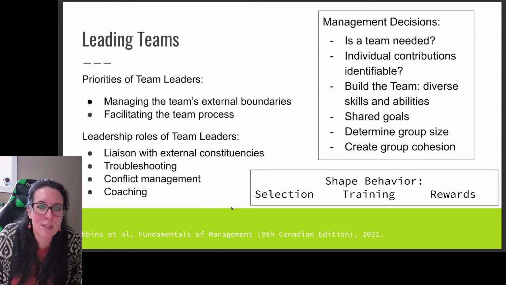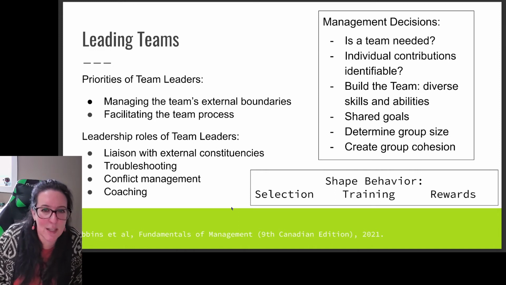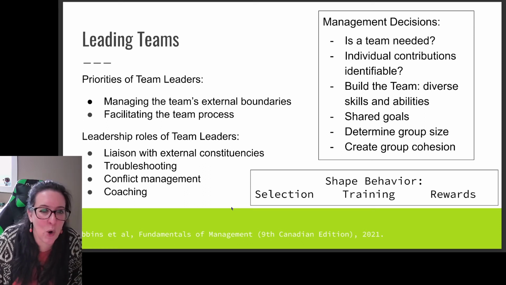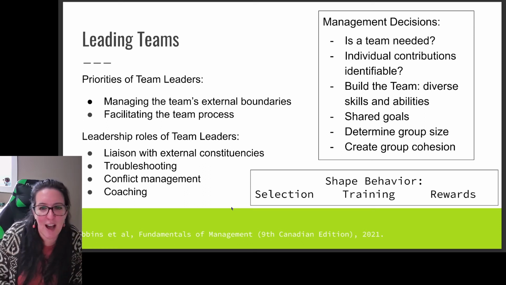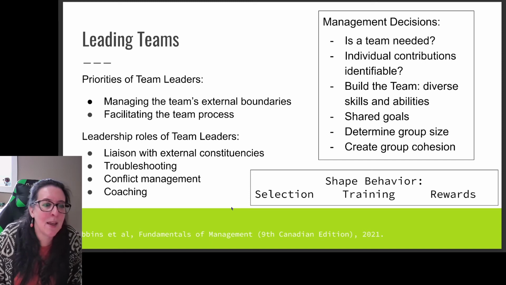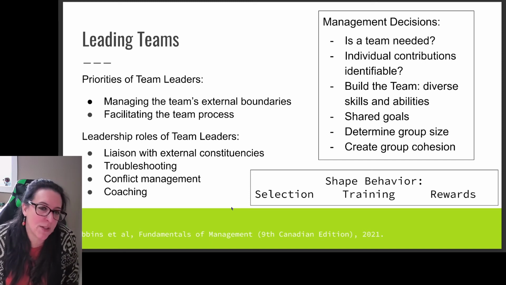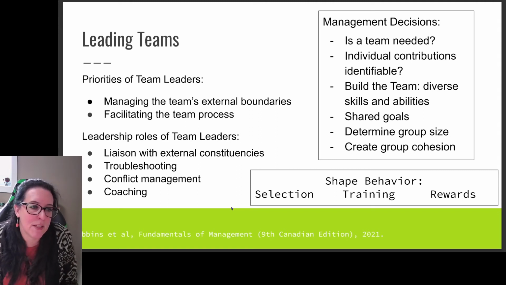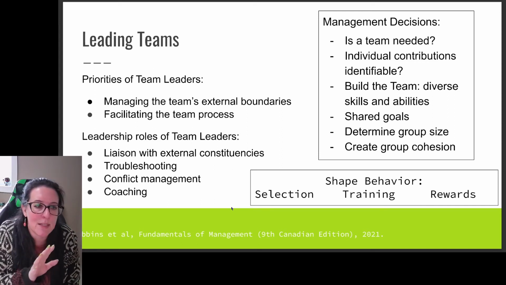First, in building the team, do we have the diverse skills and abilities? Do they have the resources? Can we create shared goals? Can we create an effective size for the team? And then can we manage the conflict and coach the team to create a more cohesive group? So the team leader can shape the behavior of the team in selecting the team, in training the team, and then coming back.